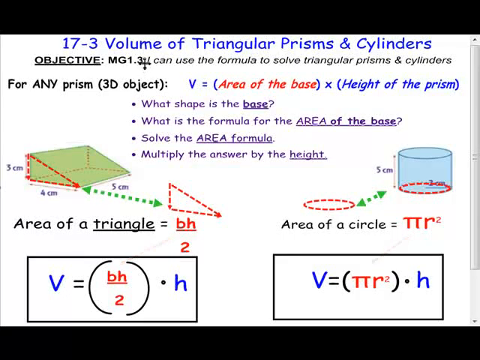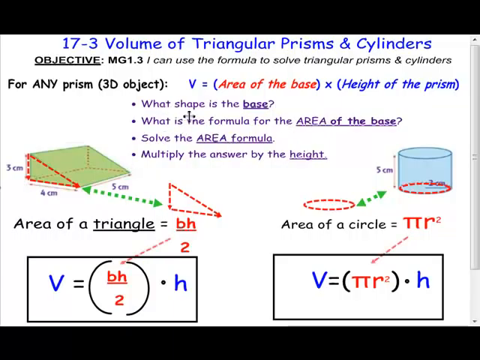This lesson is on the volume of triangular prisms and cylinders. If you remember from previous lessons where we found the volume of rectangular prisms, we found the area of the rectangle and multiplied it times the height. So the area of the base, which was a rectangle, times the height. So here we go, same formula. Volume equals area of the base times the height of the prism.